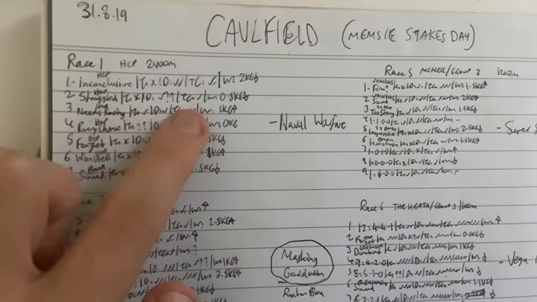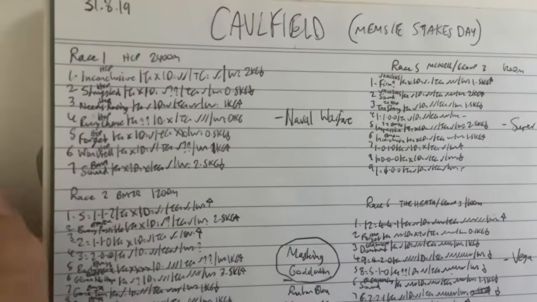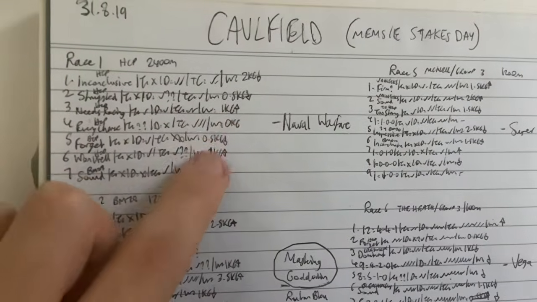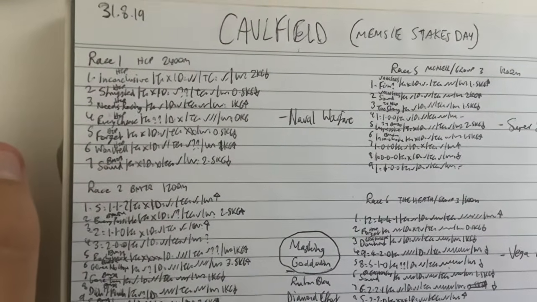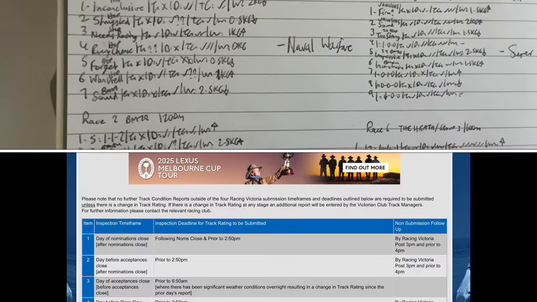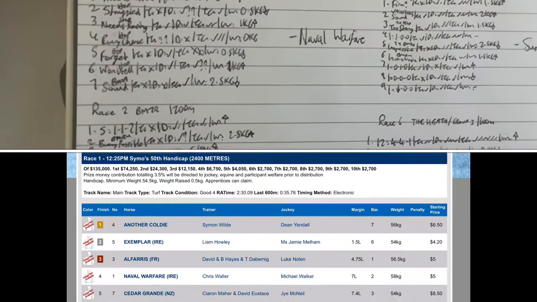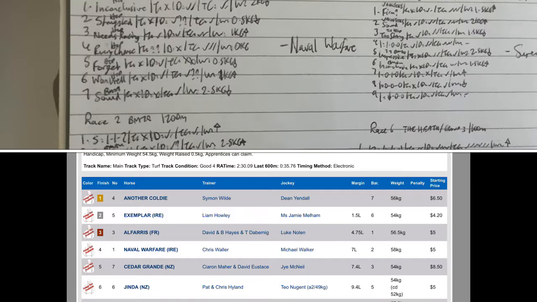Next to the D is the TC, which is track condition, and then next to that is the W, which is the weight rise or weight drop. So I'm going to go through and see how I went on this day. The first race, I had Naval Warfare. It ran 4th, paying $5.